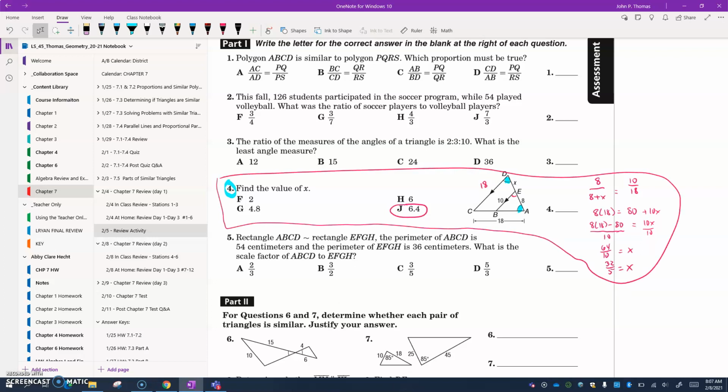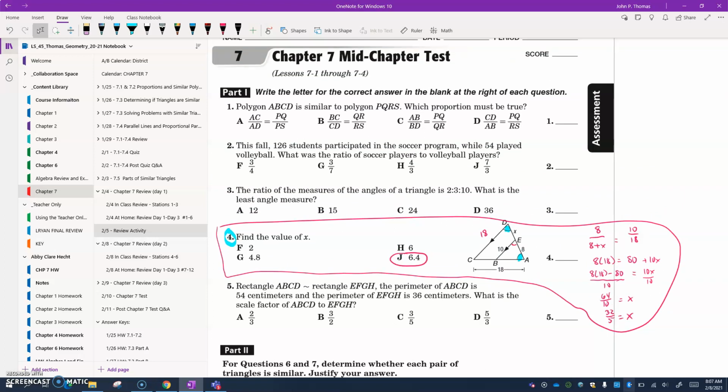Going through some of the other multiple choice, the first one says polygon ABCD is similar to PQRS, so this is all about notation. It wants to know which of the following must be true. In the first one, it's AC, which is first and third, over AD, which is first and last. And the next one is PQ, which is first and second. So we know that's out because it's not corresponding sides. We go to B, we have BC, which is the middle two, over CD, the last two, equals QR, the middle two, over RS, the last two. So that has to be true.